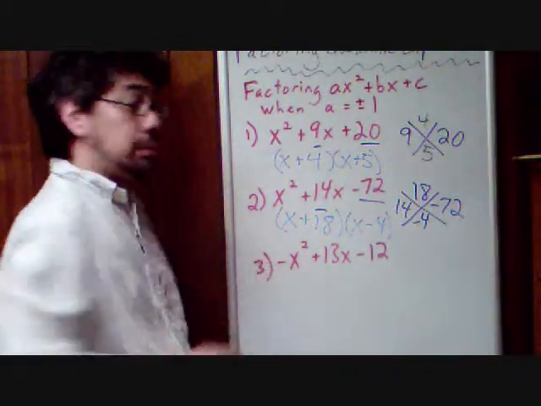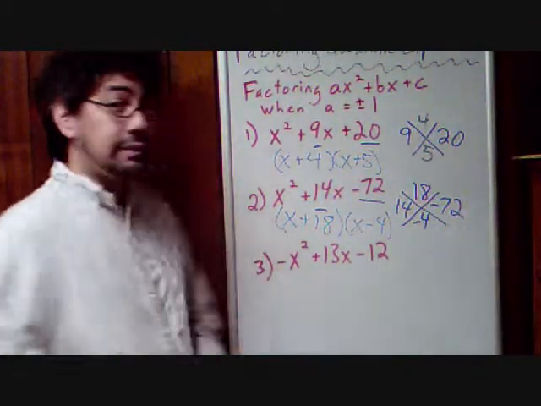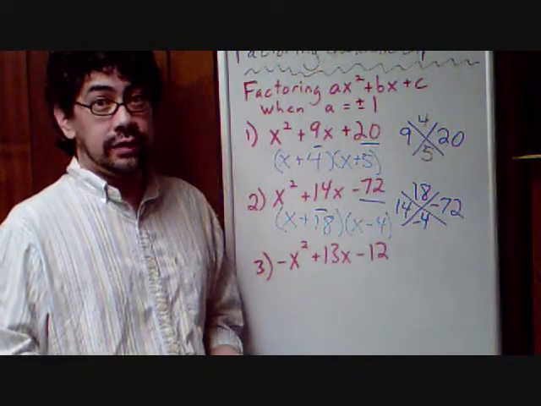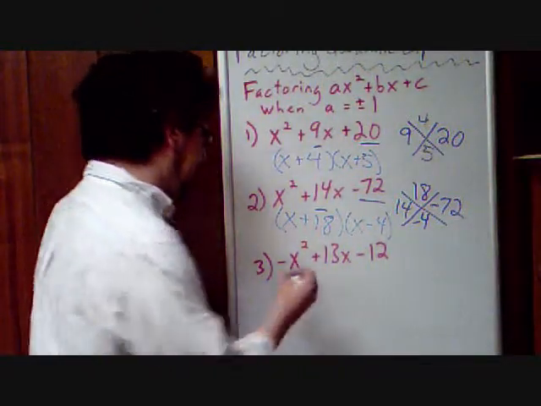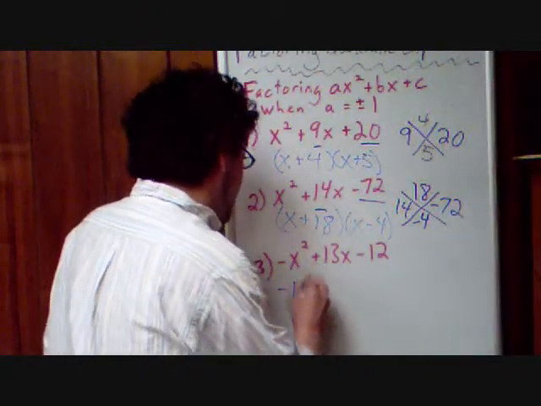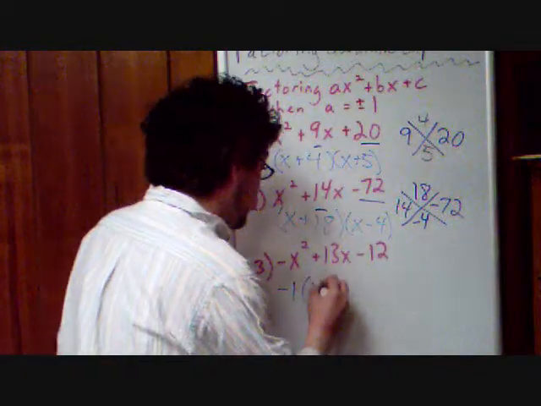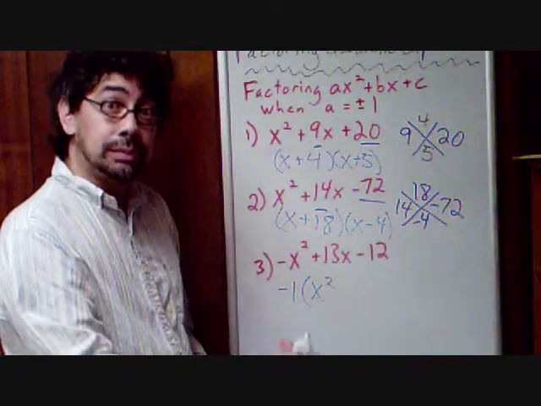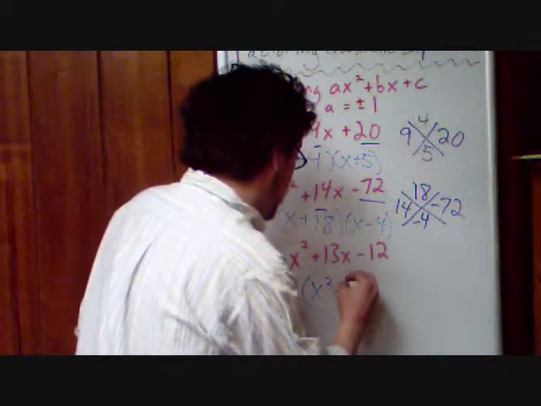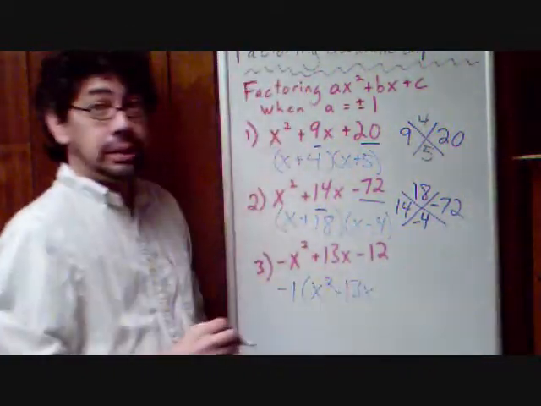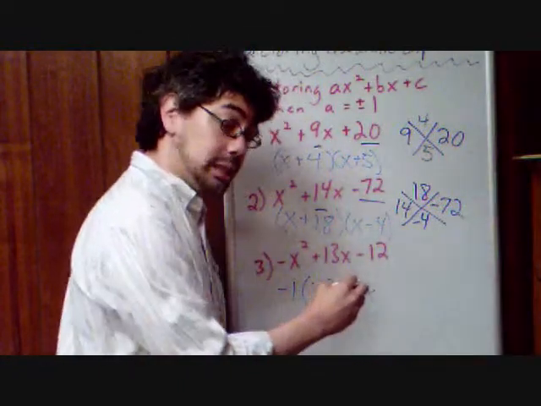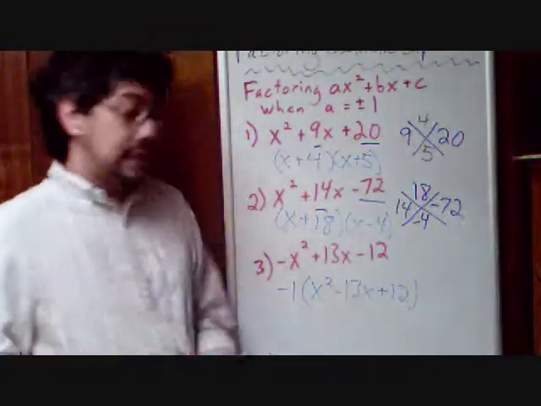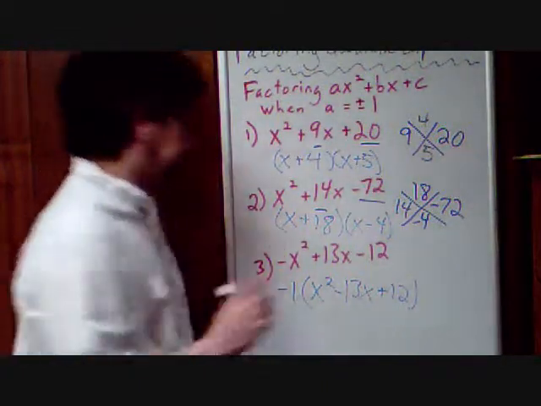Now when I look at number 3, I do have a negative in front of it. We don't actually ever want to have a negative in front of the x squared, so we actually have to factor it out. So I'm going to factor out a negative 1, which means I'm going to change every single sign I have so that x squared becomes positive like I want it. The 13x becomes negative, and the negative 12 becomes positive. Now I can play my X game.